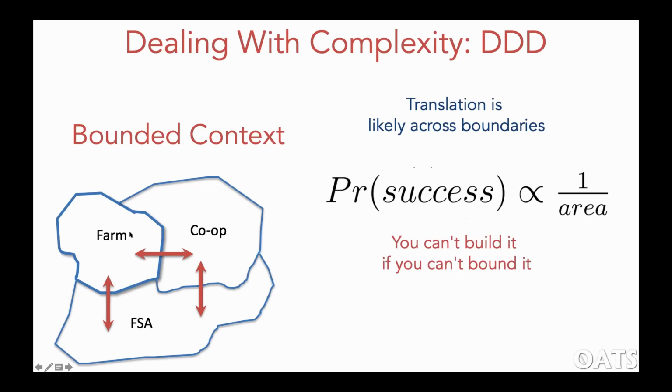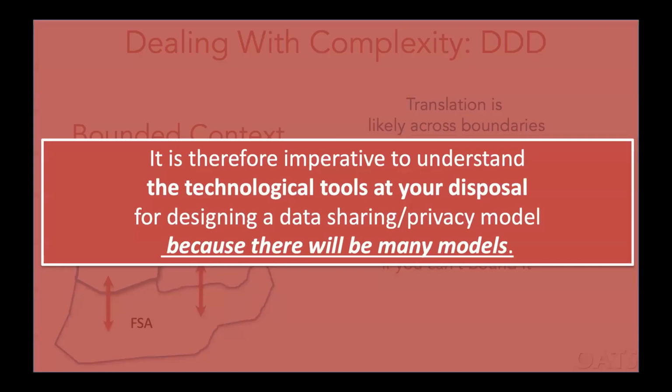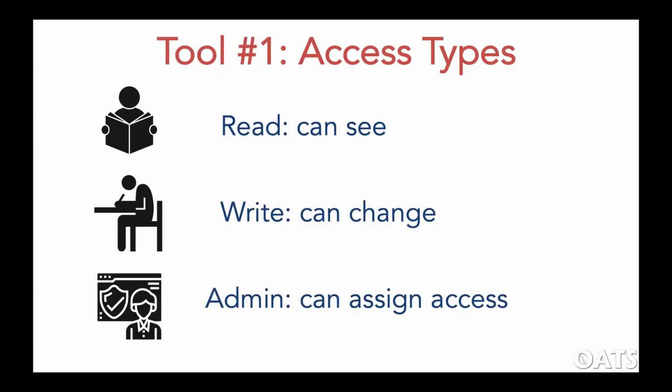But a takeaway from this idea, though, is that your chance of success in your project is roughly inversely proportional to the area of the context you're trying to solve. Like if you can't draw a box around it, you probably can't build it. And that's why it's really important, I think, to understand the different technological tools that are at our disposal for designing these systems, because there fundamentally can't be one right one. There's going to be many models. They're all going to use different combinations of different tools. So I think it's important to understand what those are.